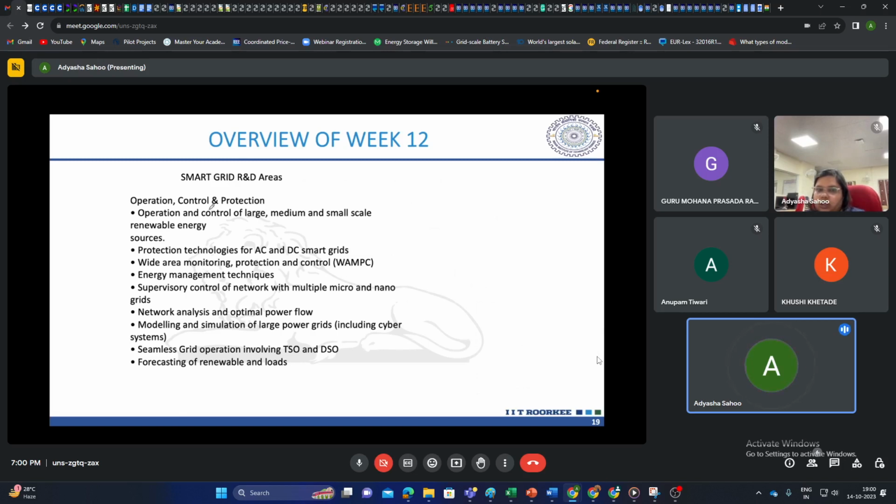So, the smart grid research and development areas. So, first, operation, control, and protection. So, the operation and control of large and small scale renewables.